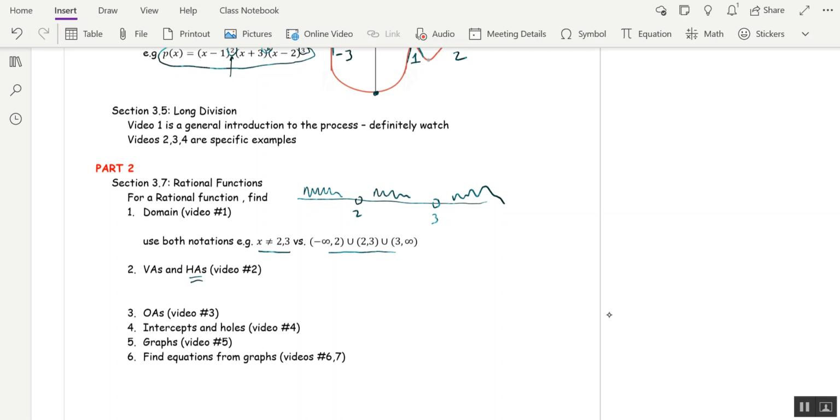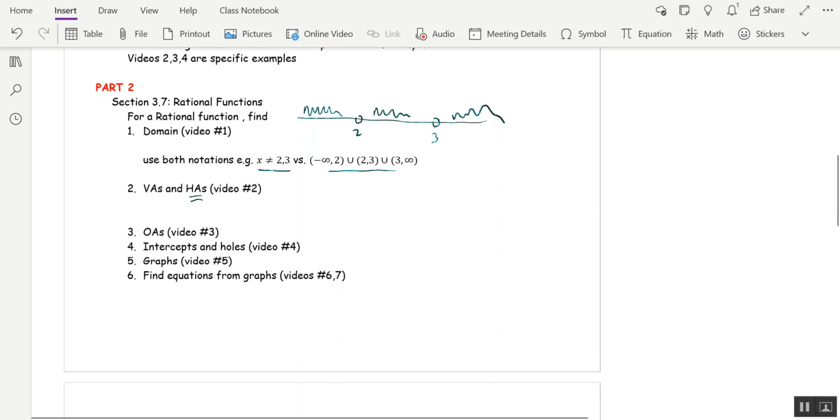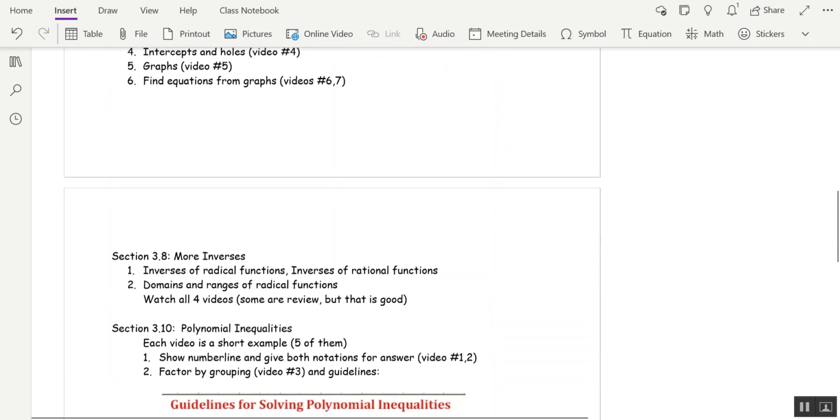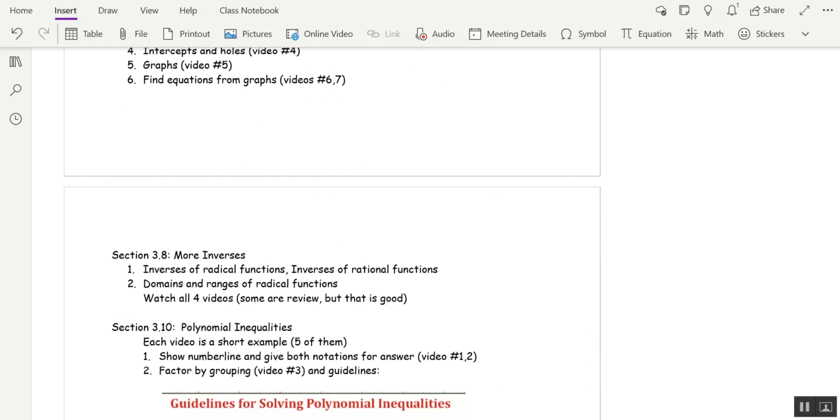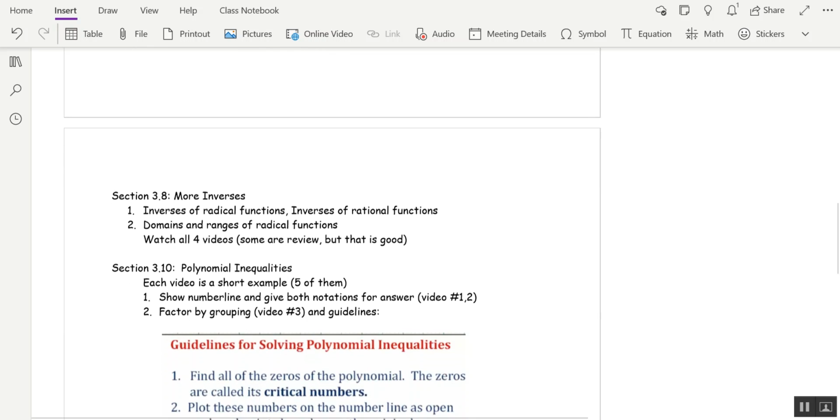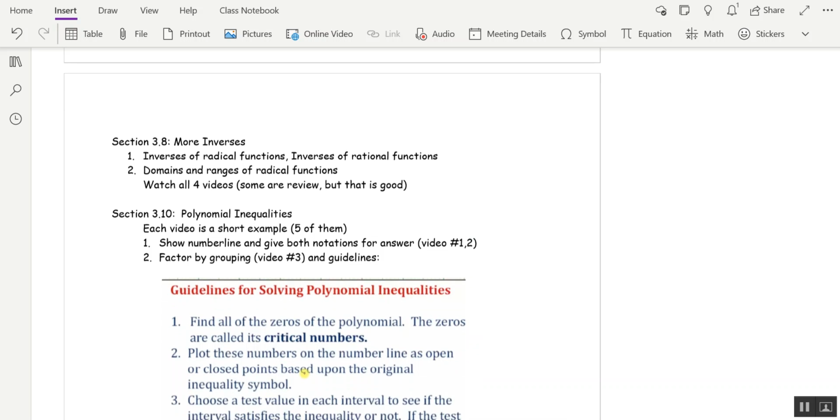Intercepts and holes, graphs, and finding equations from the graphs. Those are videos 6 and 7, and I definitely suggest watching those. Okay, 3-8 is, again, review. It's more on inverses of radical and rational functions, and then the domains and ranges. I think you'll find the videos review, but sometimes review is good because it solidifies your understanding.